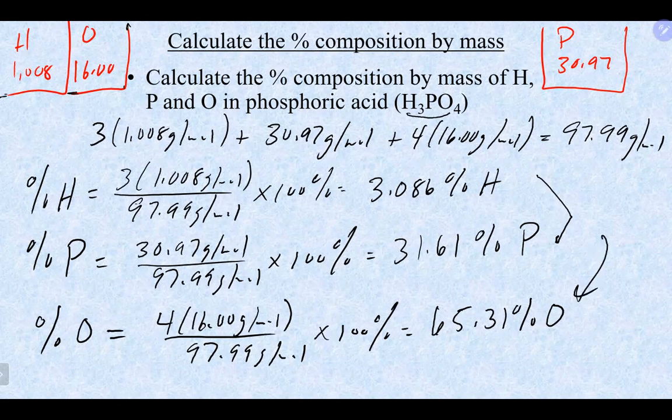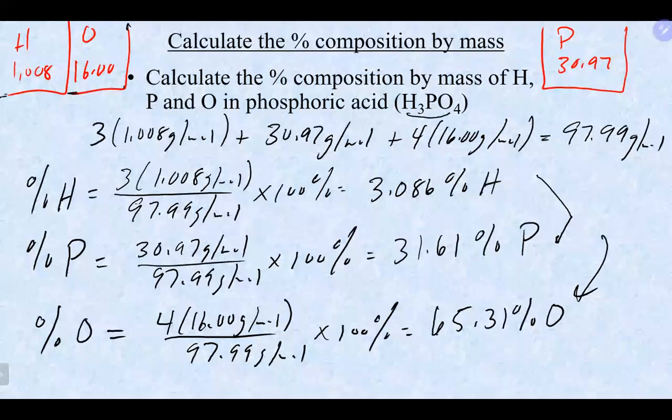All right, the next thing we're going to talk about is how to calculate an empirical formula. So let's say you're not given the molecular formula, but you're given some information about the compound. A lot of times that information is the percent composition by mass of each of the elements. By the way, in this case, this is mainly made up of oxygen, followed by phosphorus and a little bit by mass of hydrogen.